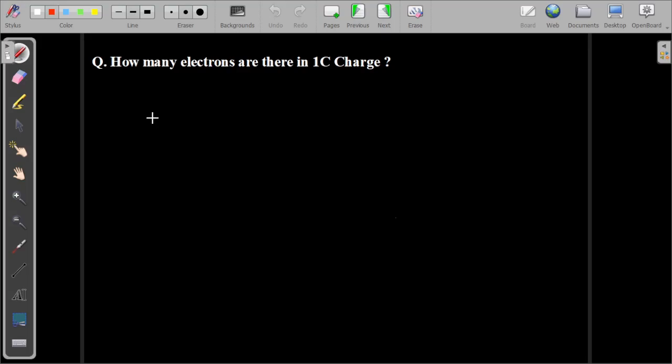This is an easy question. How many electrons are there in 1 coulomb of charge? You got one thing. In one electron, how much charge did you get? You got it like this, right? 1.6 into 10 to the power minus 19 coulomb in 1 electron, right?